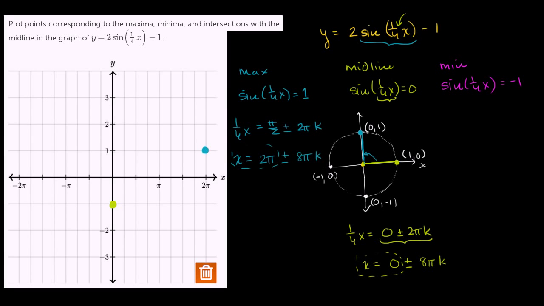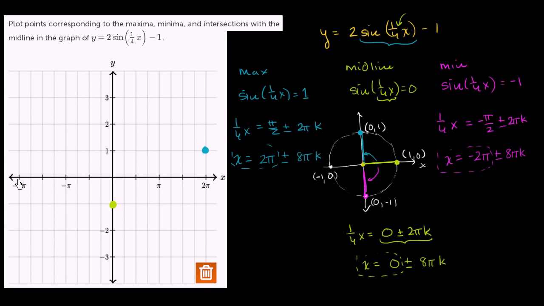And then finally, same logic for the minimum point. We need to see when this 1/4 x hits not pi over 2, but now negative pi over 2. We could have also picked 3 pi over 2 if we wanted. So 1/4 x is equal to negative pi over 2 plus or minus any integer multiple of 2 pi. So once again, multiply both sides times 4. X is equal to negative 2 pi plus or minus some integer multiple of 8 pi. So once again, the only one of these that's actually on our graph is x is equal to negative 2 pi.